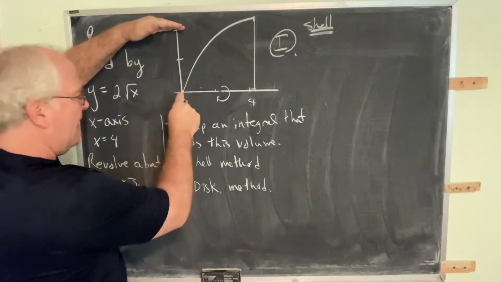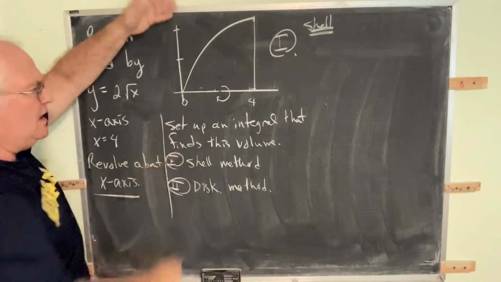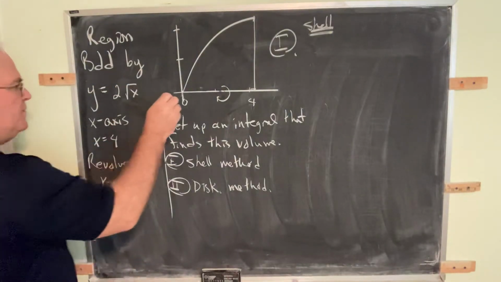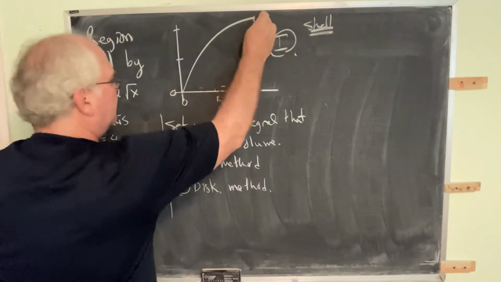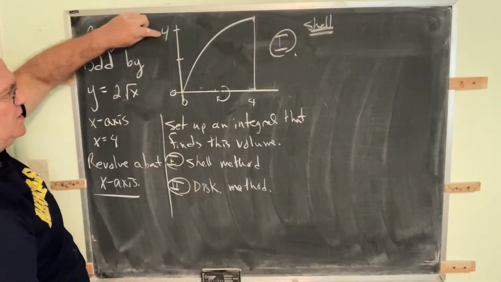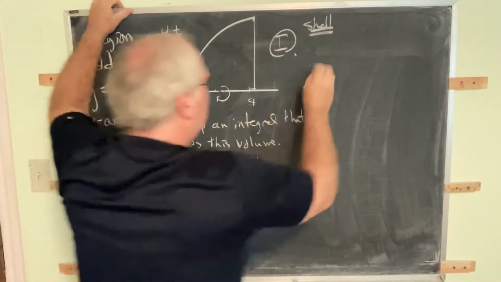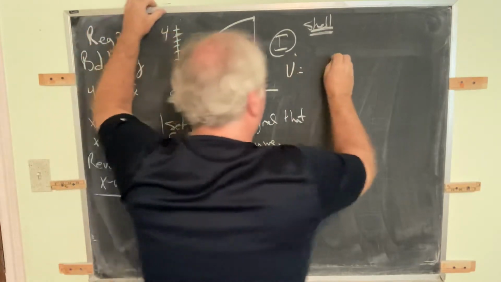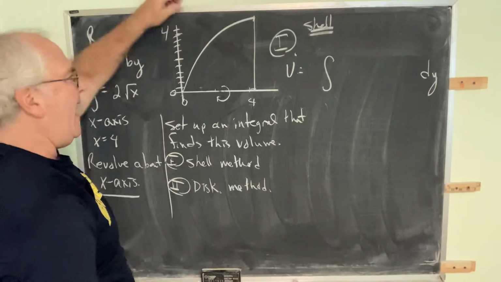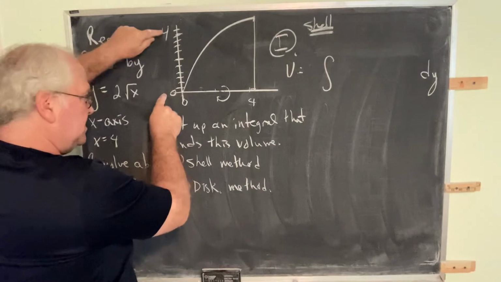It starts at the bottom of the region, the original picture, and ends at the top of the original picture. Really, the only picture you need to work this out is the original region. So, the bottom is at 0, and if this is 4, 2 square root of 4 is 4. So we know the top of this is also 4. So we're partitioning the y-axis, which means the volume is given by an integral, and we know it must be dy. And we know the limits of integration. It's 0 to 4. Not this 0 to 4, it's this 0 to 4.